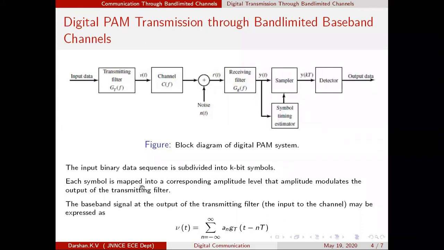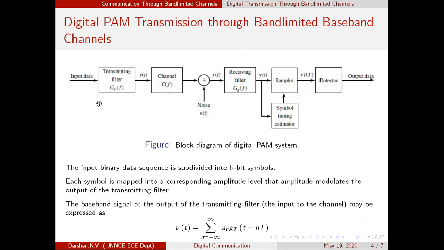Then each symbol will be mapped to a corresponding amplitude level. What I have told: symbol 1 maps to 1 volt, symbol 2 maps to 2 volts. As an example, that is the meaning. Each symbol is mapped to a corresponding amplitude level. Okay, that amplitude modulates the output of the transmitting filter.